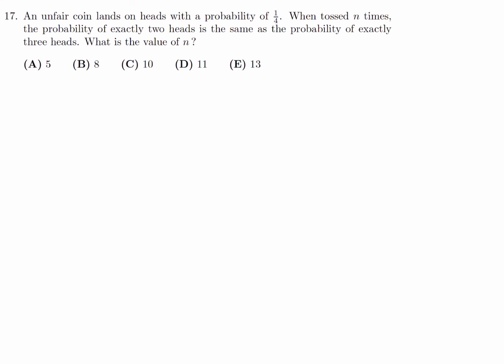An unfair coin lands on heads with a probability of 1/4. When tossed n times, the probability of exactly 2 heads is the same as the probability of exactly 3 heads. What is the value of n? All right, before I dive right into the question, let's talk a little bit about this question. Hopefully it will shed some light.